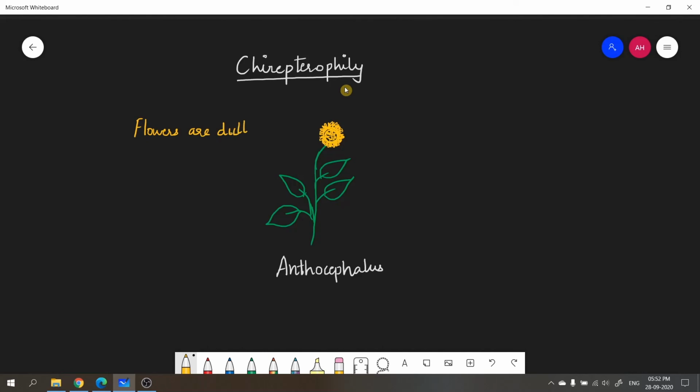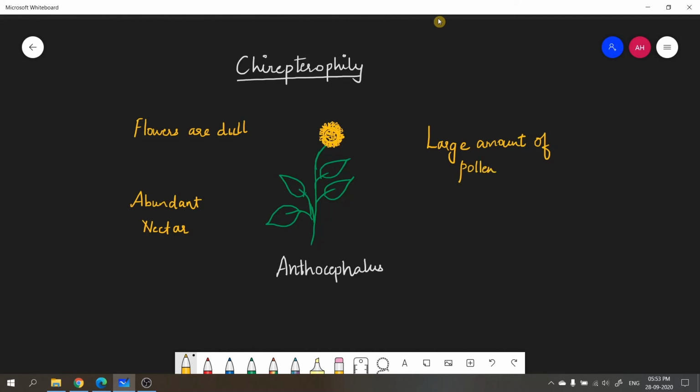Okay, then the second point is the nectar that is produced. Of course, these flowers produce nectar and the nectar is abundant. So the quantity of the nectar produced is in excess. And the last point, which is important, the amount of pollen grains. Large amount of pollen grains produced.